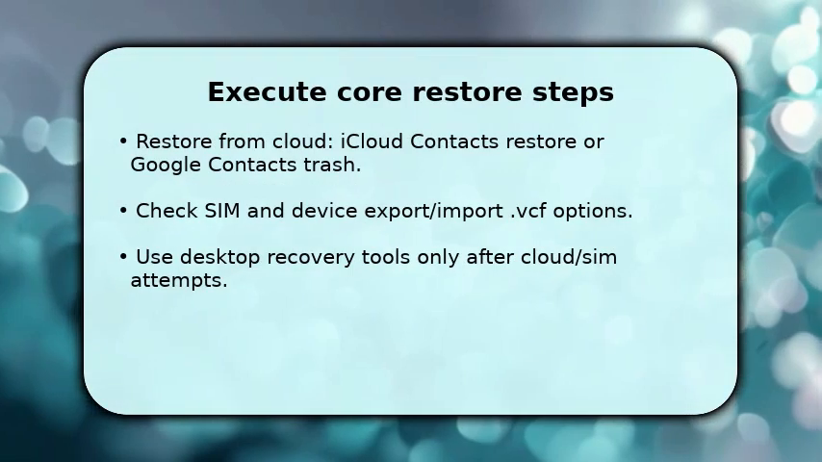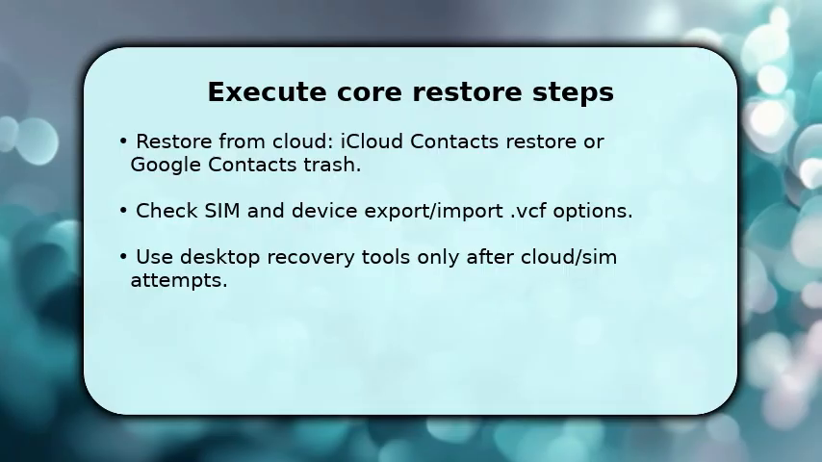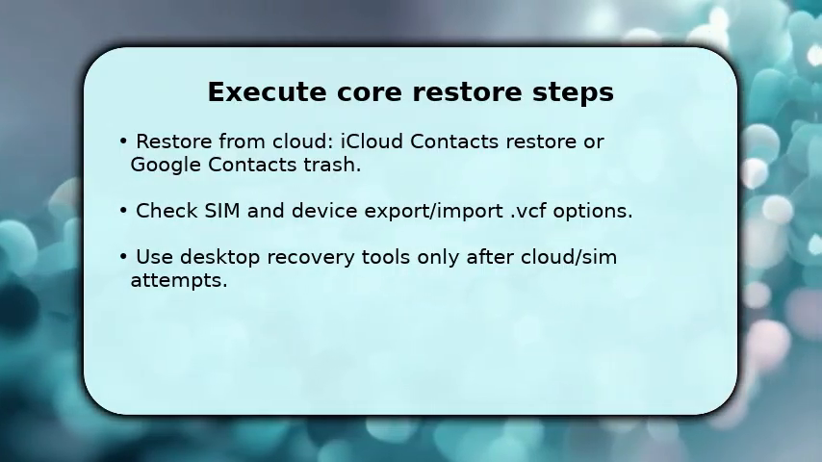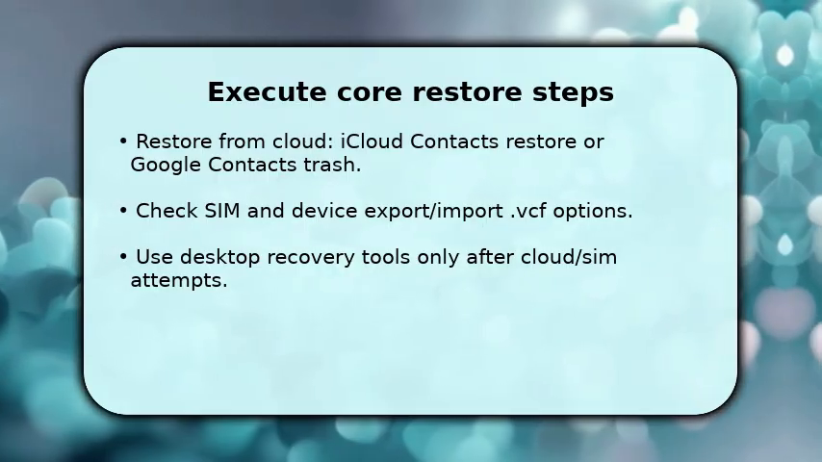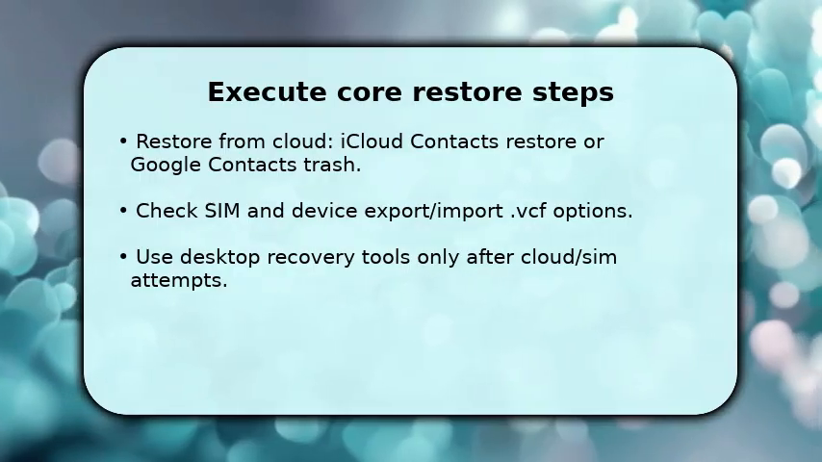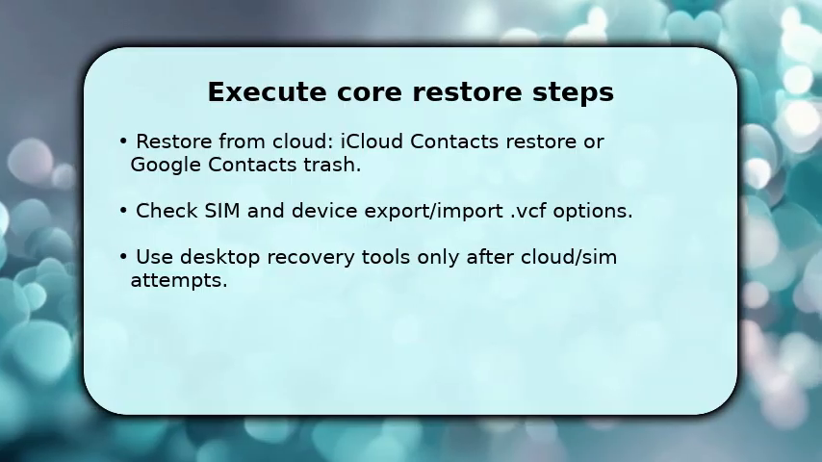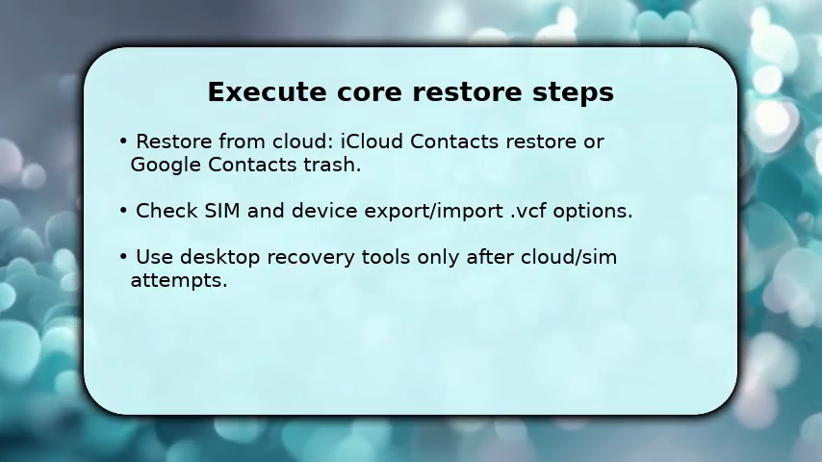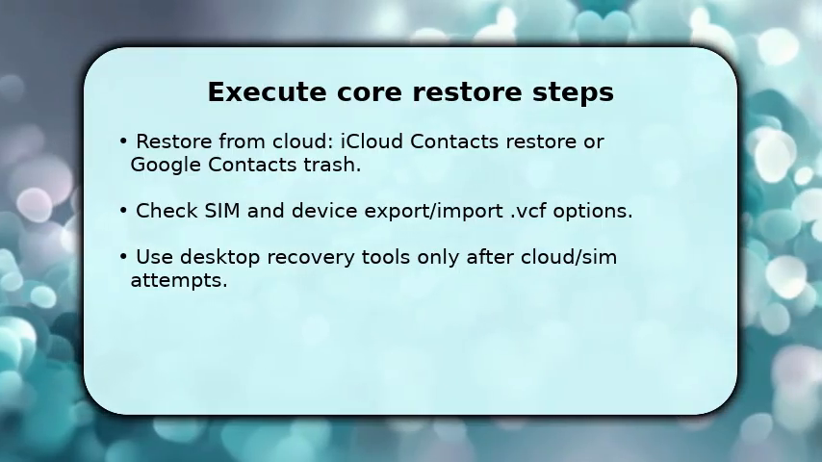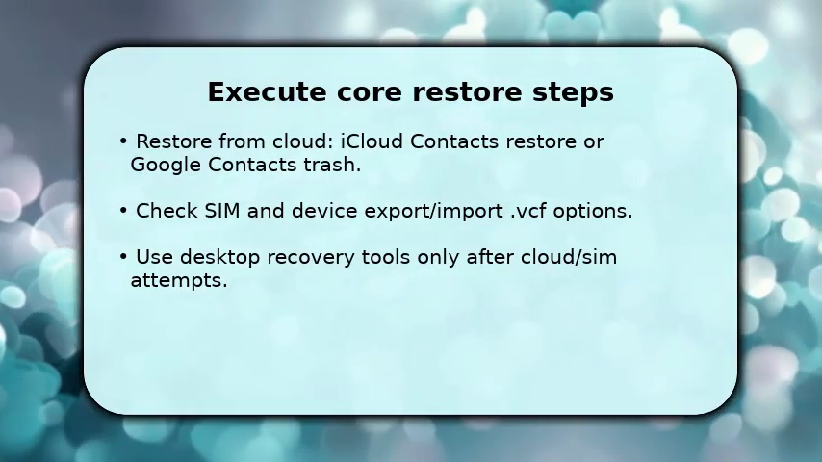You now run the main restore. On iPhone, visit iCloud.com account settings, restore contacts and pick the archive. On Android, open contacts.google.com trash and restore within 30 days. Once done, sync the device and confirm names and numbers appear. If cloud fails, export/import a VCF from another device or check the SIM card for stored contacts and import them.